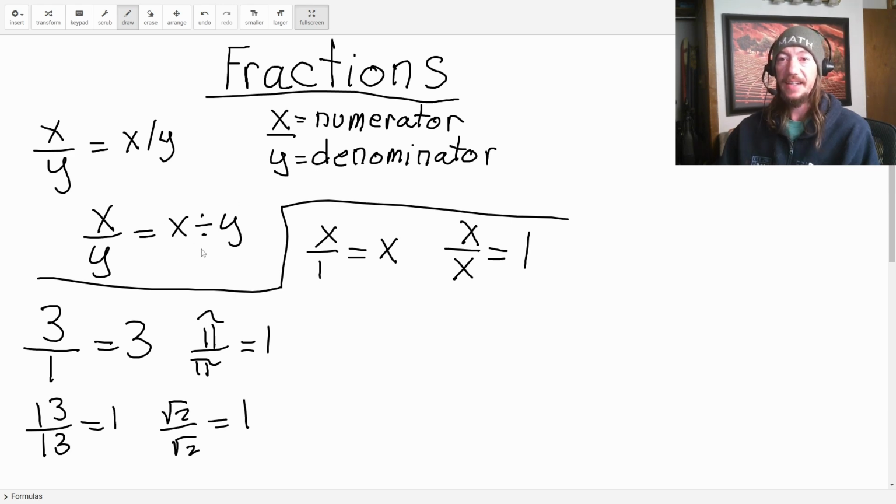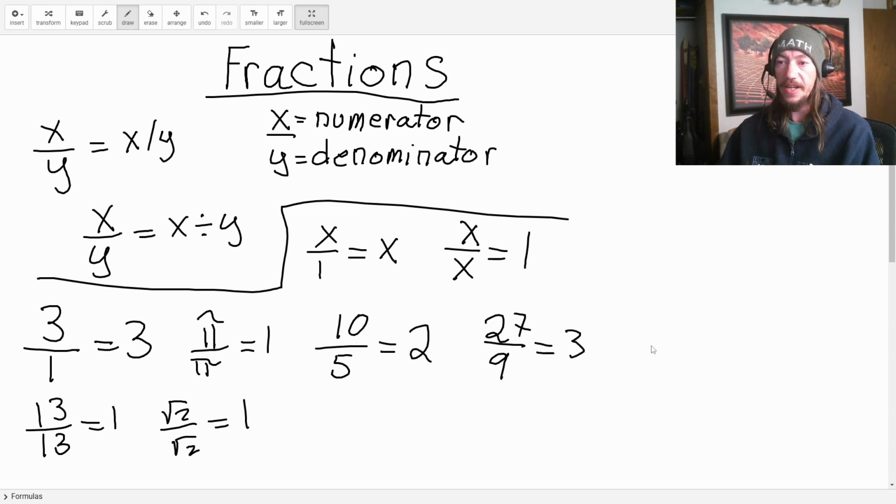And remembering that fractions are just division, a whole bunch of other fractions we can simplify just by doing that division if it has an answer. So for example, 10 over 5 is just 10 divided by 5, which is 2. 27 over 9 is 3. 8 over 2 is 4. 35 over 7 is 5.